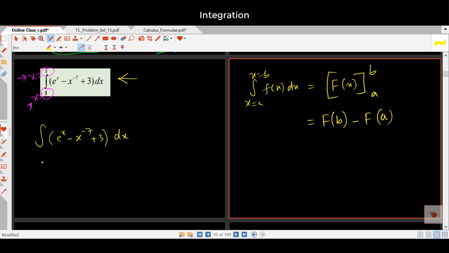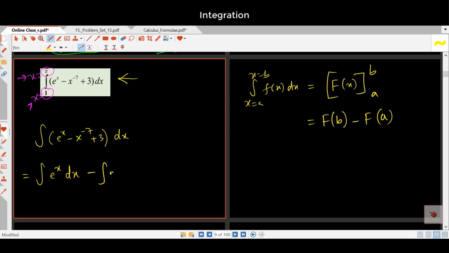So before solving this definite integral, we will solve its indefinite integral. Let us solve the indefinite integral first. So this is going with the property. We can separate the sum and subtraction terms. So integration of e power x minus integration of x power minus 7 plus integration of constant 3.